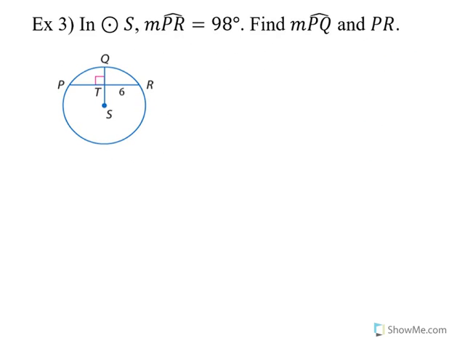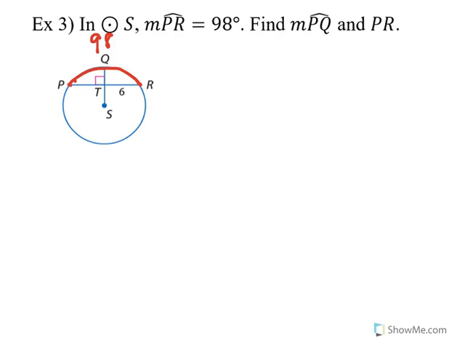And let's use it. Our next example says, in circle S, the measure of arc PR is 98. So I'm going to label that. So the whole thing is 98, our whole arc that I just outlined in red, PR. It then says find the measure of arc PQ and find the measure of PR, which happens to be the chord. So here's what we know based on the prior theorem.